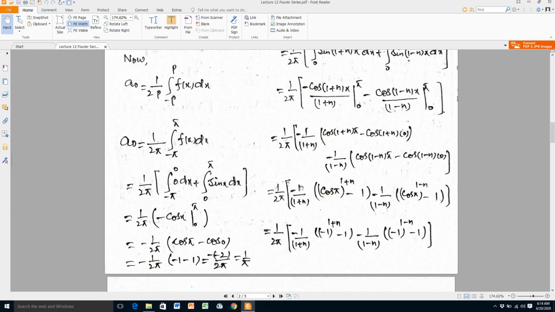So we get 1 over 2 pi, minus 1 over 1 plus n, and you know that by de Moivre's theorem we also write this in this form: cos pi whole raised to the power 1 plus n, and cos 0 is equal to 1, minus 1 over 1 minus n, again cos pi whole raised to the power 1 minus n, and cos 0 is equal to 1. Here cos pi is equal to minus 1, so we get minus 1 over 1 plus n times (minus 1) raised to the power 1 plus n minus 1, minus 1 over 1 minus n times (minus 1) raised to the power 1 minus n minus 1.